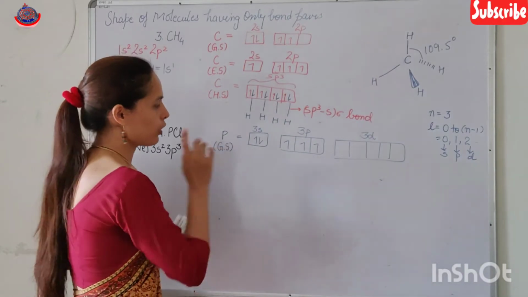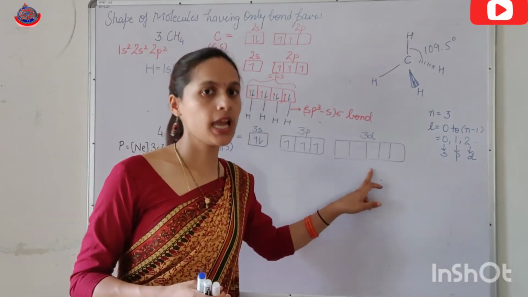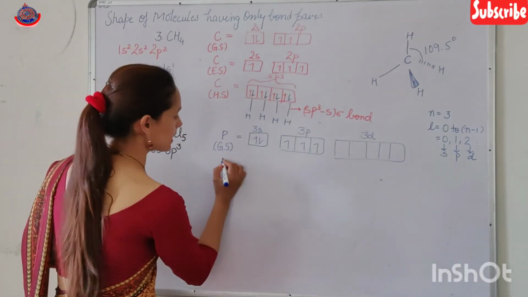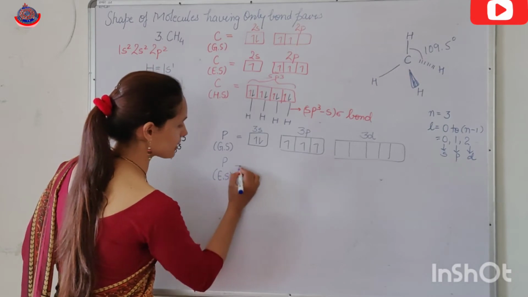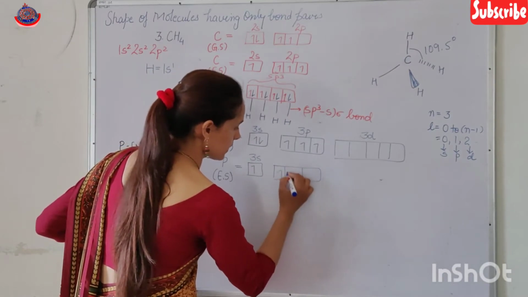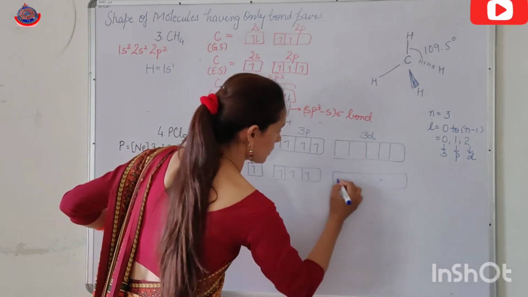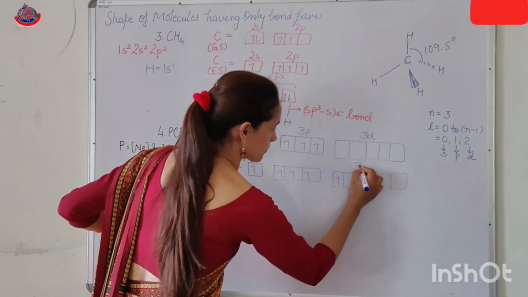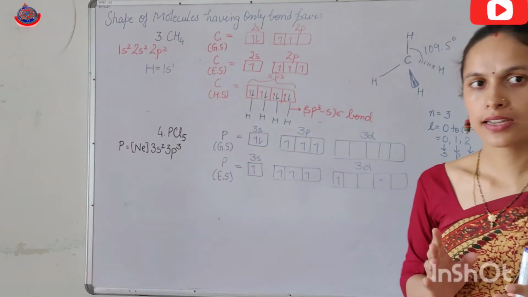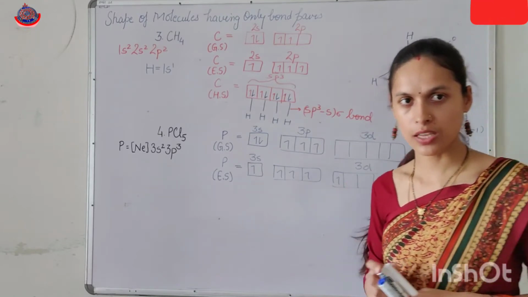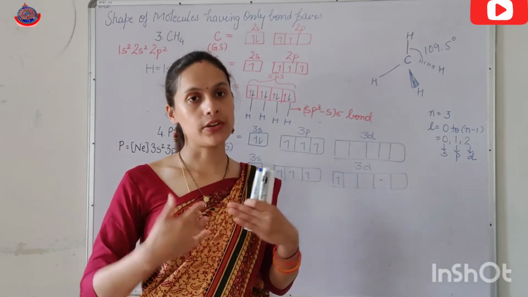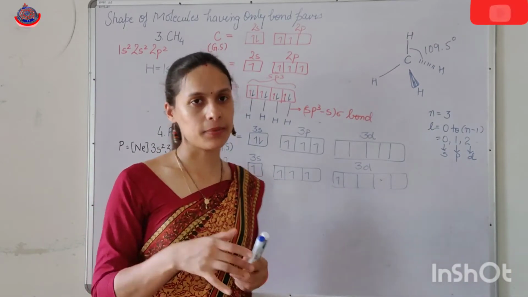So what happened? One of the electrons from p will jump to d and one of the electrons from s will jump to p. As a result, in the excited state we get 3s1, 3p3 and 3d1. Now I have 5 orbitals which have half-filled electrons. Now these 5 orbitals combine with each other, redistribute their energy and form 5 hybrid orbitals.